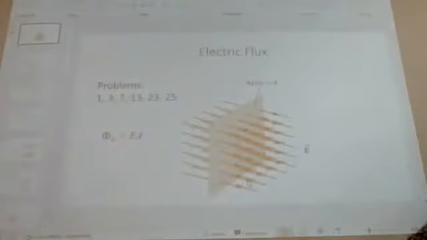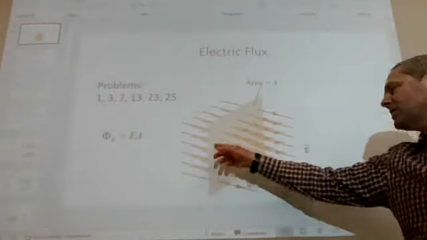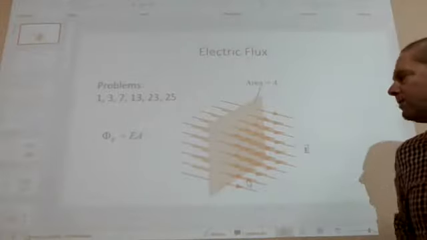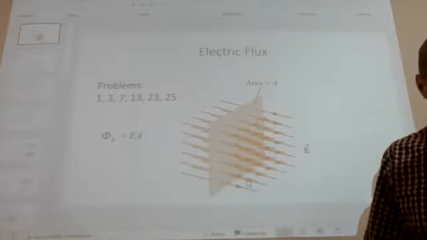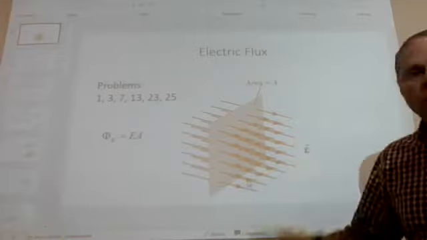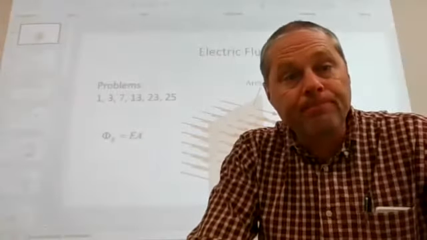I chose a very, very specialized case. In this case, we have a surface area that is perpendicular to the electric field. What if that's not the case? Because that isn't always going to be the case.